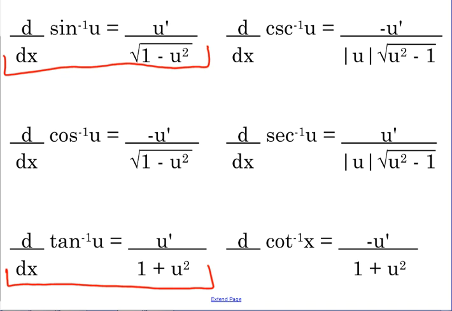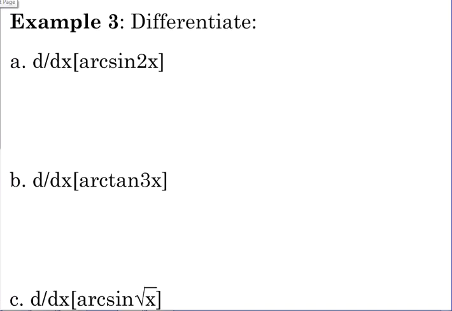I'm going to ask you to do some problems here involving them all. So just keep these formulas handy, but memorize the arcsine and the arctangent. Okay, so let's use these. Let's make sure that we know how to use these rules.